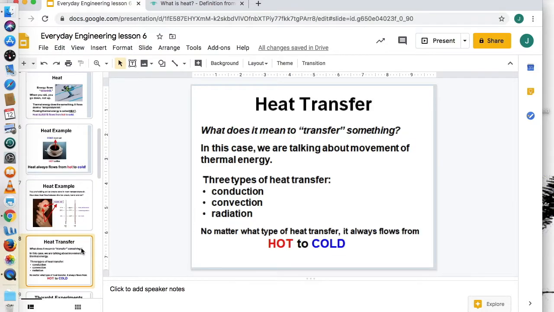All right, moving on. Heat transfer. What does it mean to transfer something? In this case, we're talking about the movement of thermal energy. Three types of heat transfer, as I mentioned before, are conduction, convection, and radiation. No matter what type of heat transfer, it always flows from hot to cold.